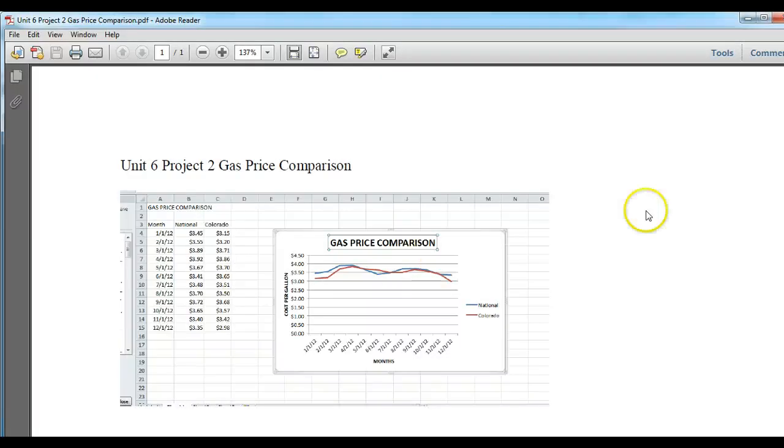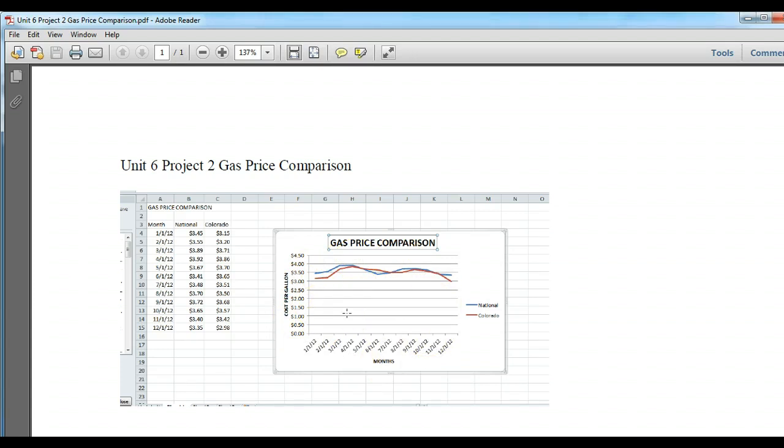So I'll open that file up. This is the one that I did, so you can see I put up here an A1 Gas Price Comparison, then I had the months, had national price, Colorado price, and then I set it all up this way with the titles, the legend, so yours should look somewhat similar to this.